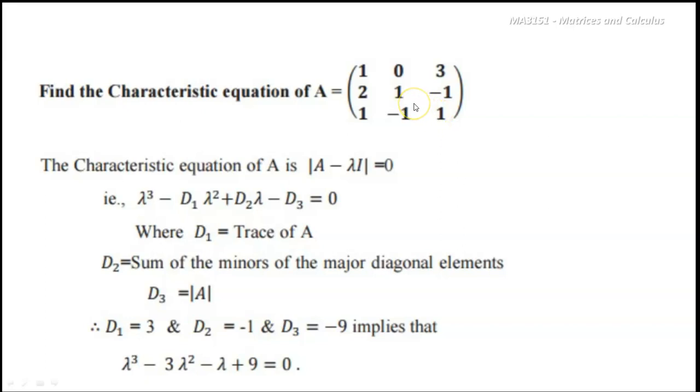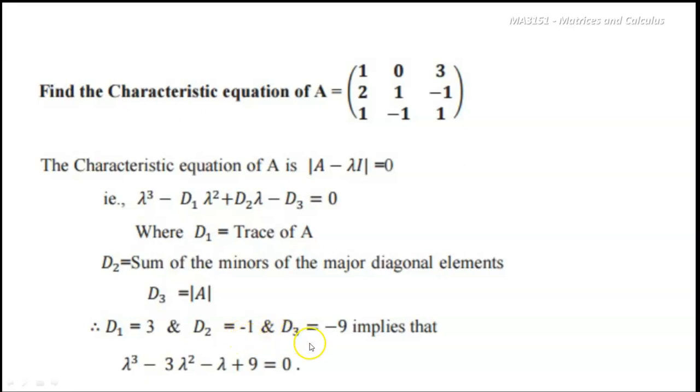Then it is the first minor, plus second minor of second diagonal is determinant of 1, 3, 1, 1. Then take the determinant, 1 minus 3. You will have minus 2. Then third minor of third diagonal element, this one. So we are going to omit third row and third column, so that remaining data you have to consider. For that you have to take determinant. For this one we will get the answer 1 minus 0. So finally 1. So after simplification of all these things, you will get D2 as minus 1.